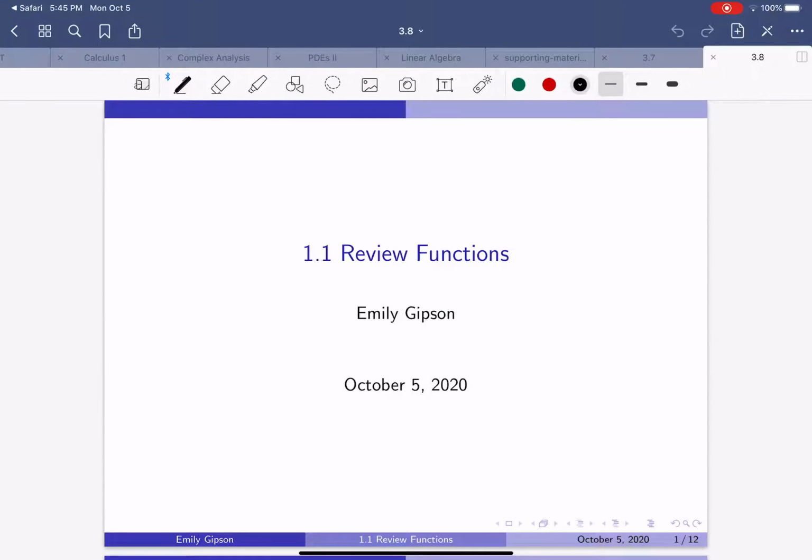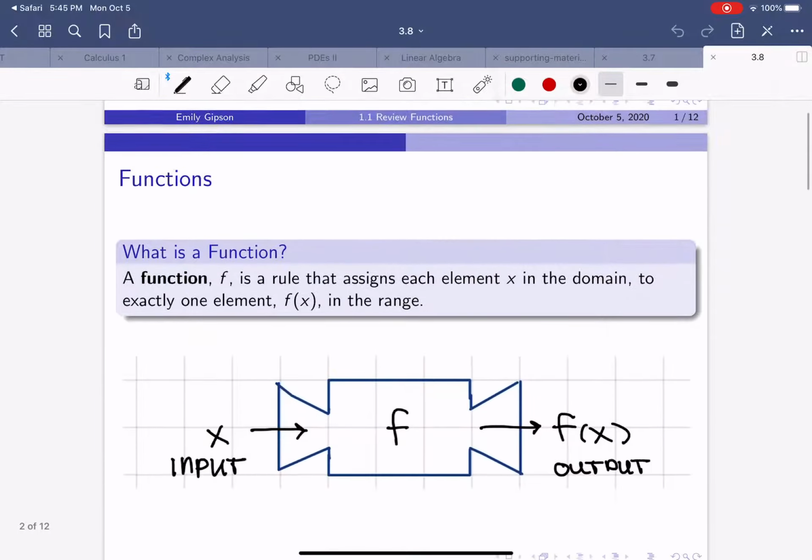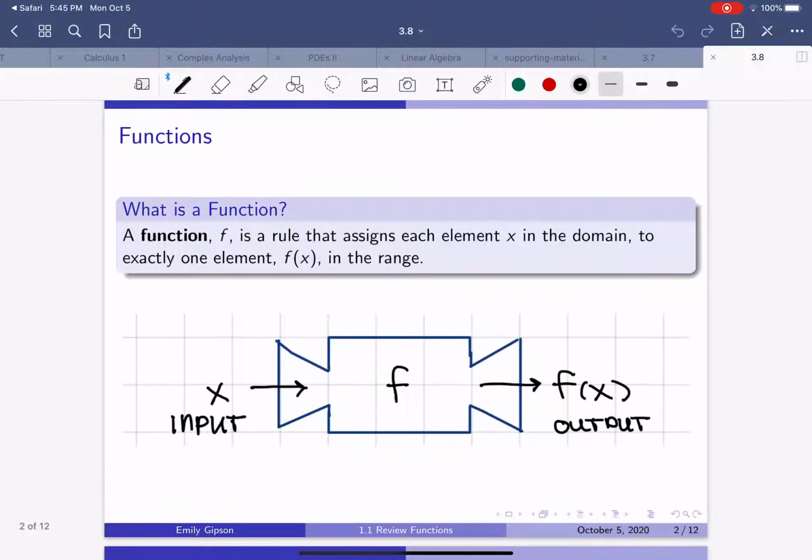All right, today we're actually going to be talking about section 3.8, but I just want to do a quick section 1.1 review of some functions. So what is a function? We've been down this road before.